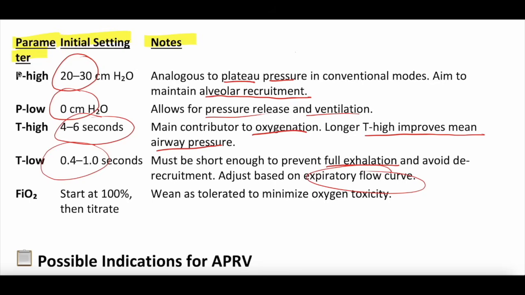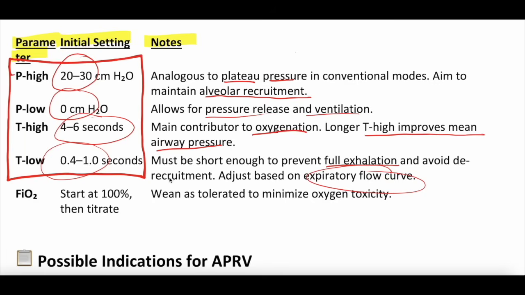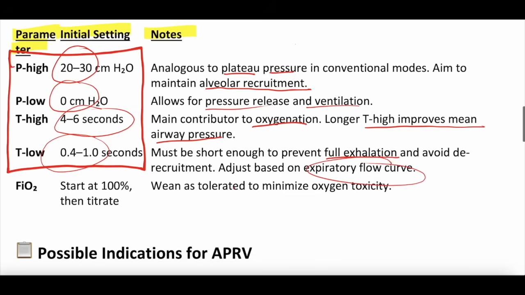But in APRV, the settings that are probably going to be unique and somewhat confusing for people who have not done it before are the P high and the P low. P high 20 to 30 centimeters of water, P low 0 centimeters of water, and the T high and the T low. T high usually 4 to 6 seconds, T low usually 0.5 to 1 second, with the goal being to not allow full expiration before you cycle back to the P high. All right, that's a lot. Hopefully that made sense. We try to repeat things with the hope that it would be less confusing rather than more confusing, but let us know.